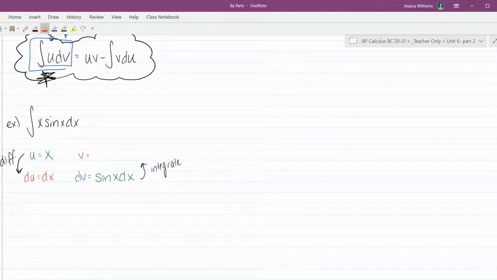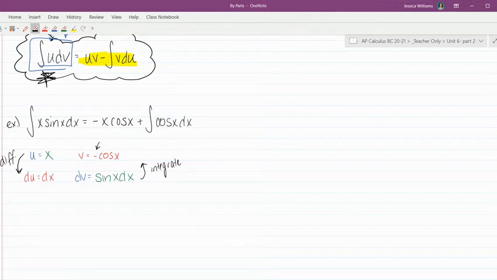So the integral of sine is negative cosine. And now it is a straight plug and chug. So I have this half of my equation that I'm plugging into. So this integral is uv. So u times v is negative x cosine x, uv, minus the integral of v du. Minus, but this is a negative, so I'm going to pull it and make it plus, the integral of cosine x dx.